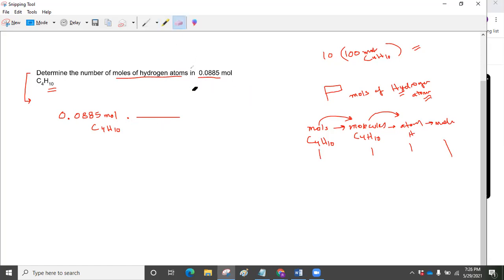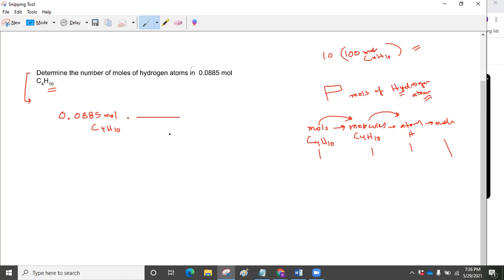It'll sort of make a lot more sense once I get into the conversion factor process, which of course we have here. So 0.0885 moles of C4H10, right? And I want to get to molecules. So if I want to do that, if I want to get to molecules of C4H10, well, there's a conversion factor which will let me do that.